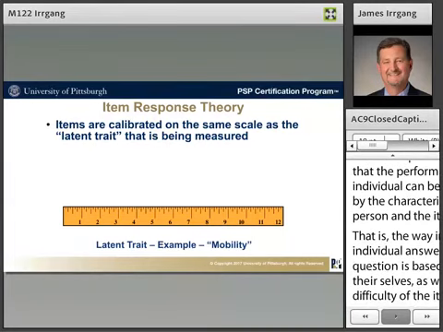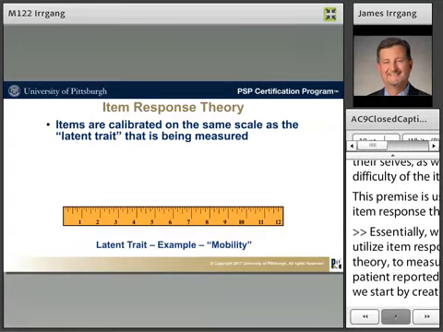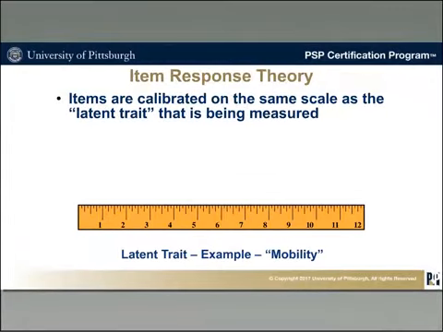So essentially, when we utilize item response theory to measure a patient-reported outcome, we start by creating what is known as an item bank. That is, we get a large number of items together, and we calibrate or score those items on a scale that is measuring what we're trying to measure. So for example, here, our scale may be mobility.